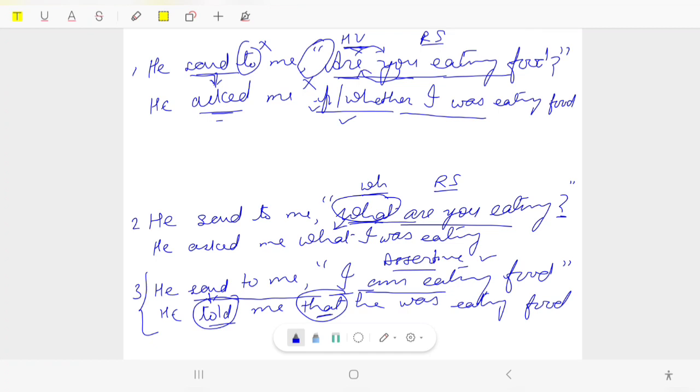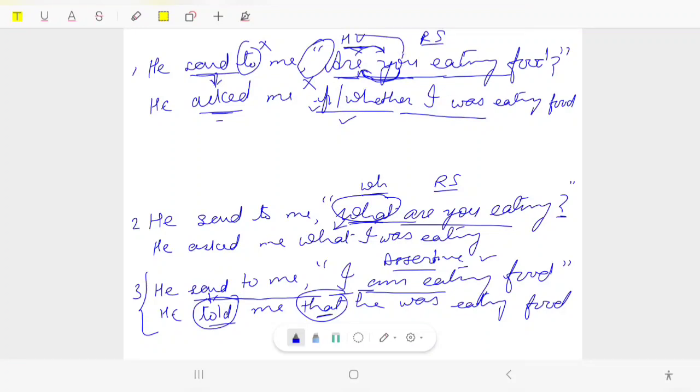Are you eating food? This interrogative sentence will change into an assertive sentence. Simply, to change interrogative into assertive, you change the place of the helping verb and the subject. Means you replace it like this and it will become assertive. So first of all we will change this one.